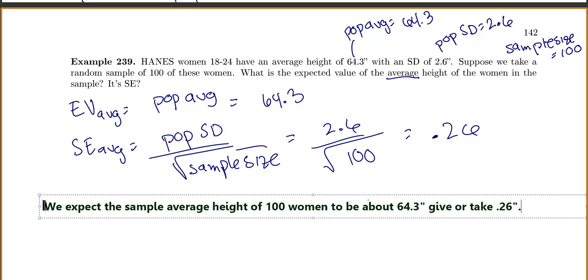So once again, because I know in advance what the entire population is, what I'm interested in is if I took a sample, what would the average be? And because of chance error, every different sample gives you a slightly different average. But I can tell you in advance that I don't know exactly what the sample average will be, but I expect it to be about 64.3 inches, give or take 0.26 inches.